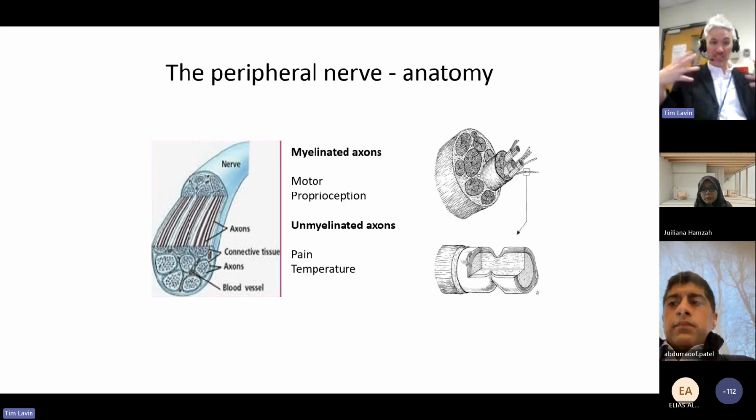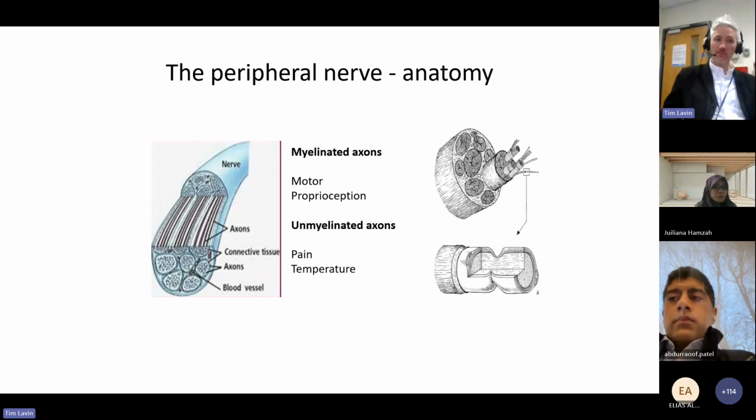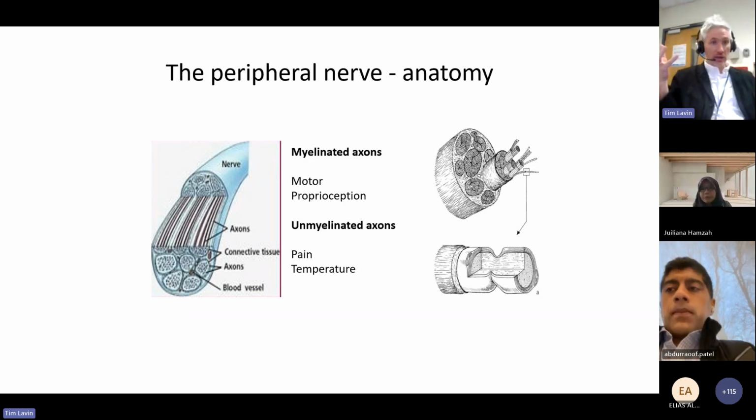So that simplistic example separates that concept we have of a disease which predominantly affects myelinated nerves versus a disease which predominantly may affect unmyelinated nerve axons.